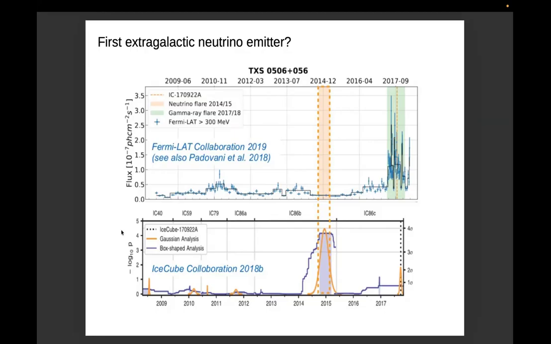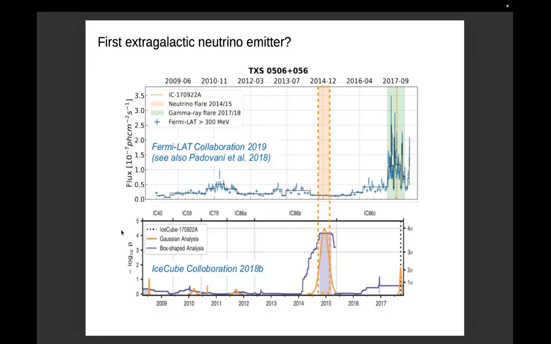IceCube found that there is a high energy neutrino in the direction of this blazar during a very bright gamma flare. Then they went back into their data stream and looked for more neutrinos, and they found an excess of lower energy neutrinos in 2015, but when you look at the gamma ray light curves, there's actually nothing really going on there.